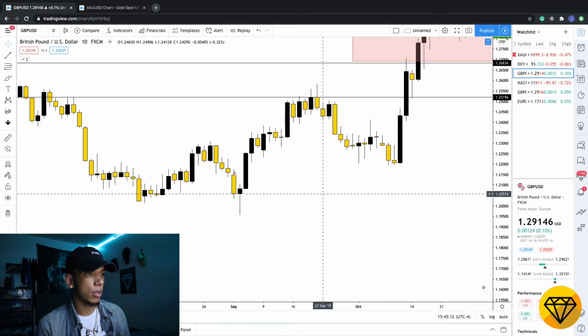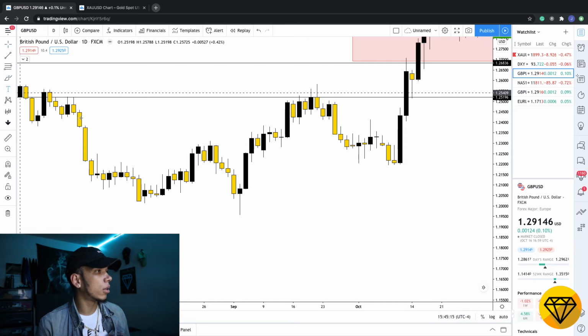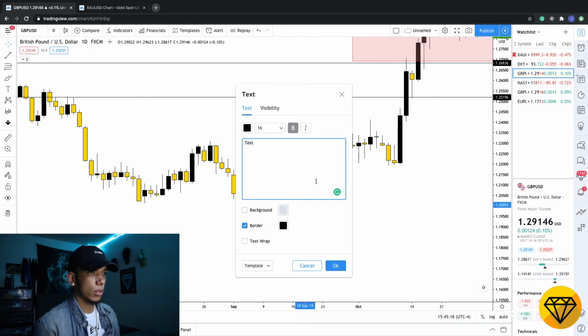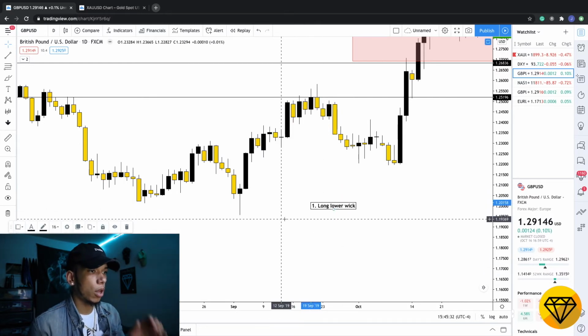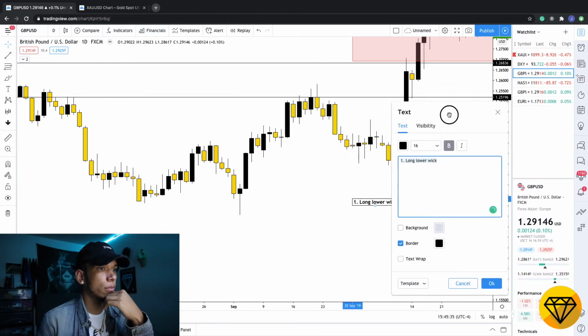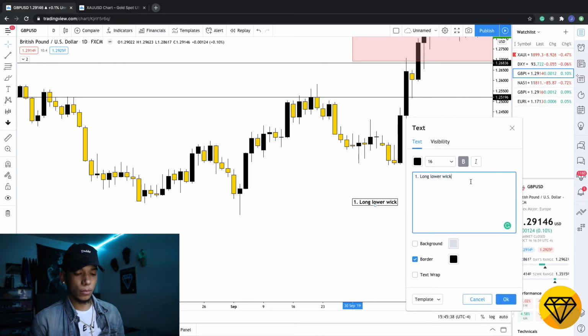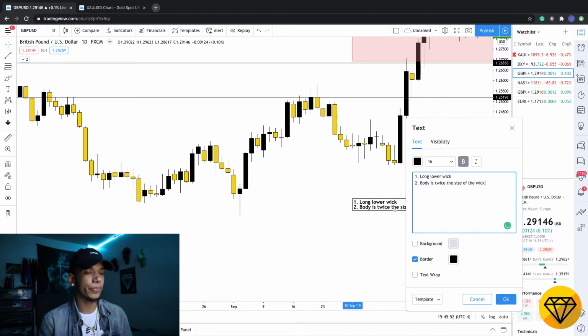Okay, so what do we have? We have one long wick, a long lower wick. What else do we have? The body is twice the size of the wick, or the shadow, or whatever you want to call it.